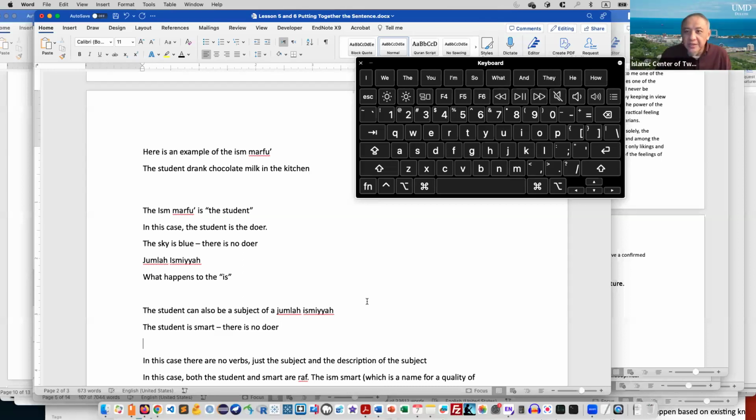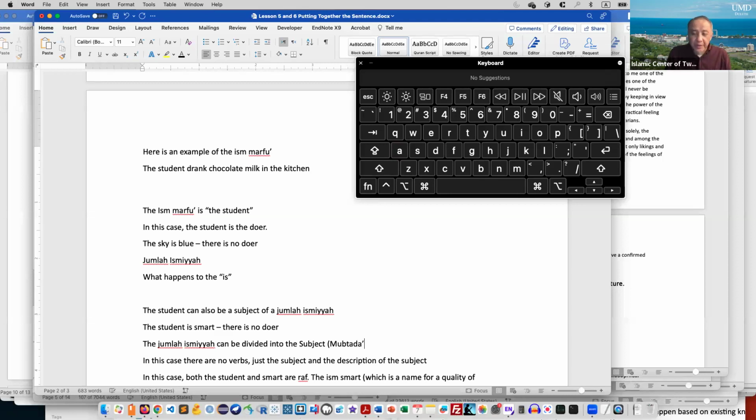So the new thing we're going to learn today, where there is a marfu, isim marfu, has to do with another kind of structure of the sentence, especially jumla ismiya. The jumla ismiya can be divided into the subject, and in English this is the subject, which in Arabic is called the Mubtada.